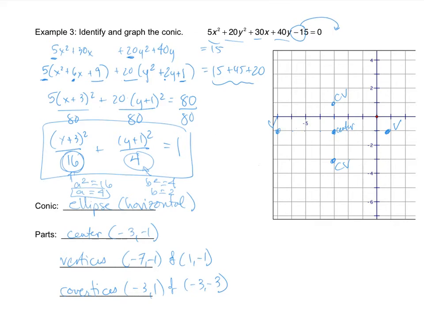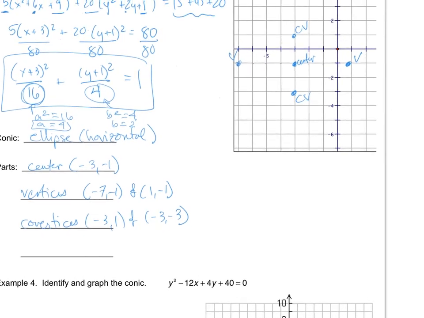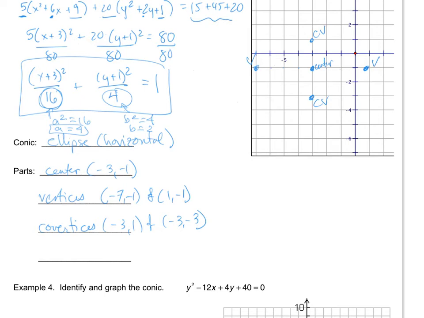So what do we have to do now? Well, we have to be able to find our foci. How are we going to find our foci? Well, for an ellipse, c squared equals a squared minus b squared. We know a squared, we know b squared, so we can find c squared, which is 12. So c is going to be the square root of 12, which is simplified as 2 times the square root of 3, which is approximately 3 and a little bit, 3.46.